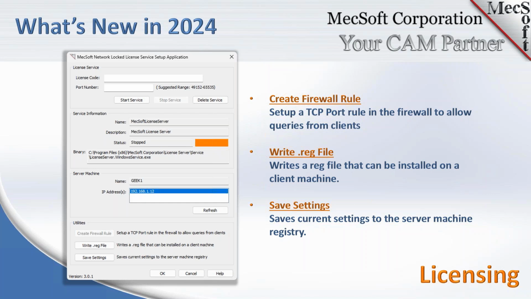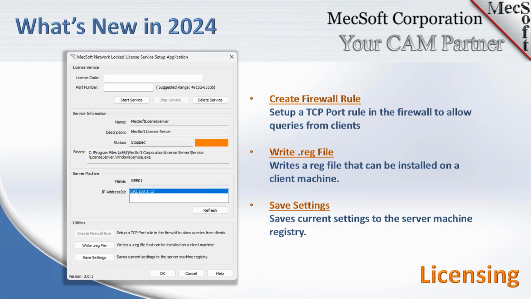What you're seeing is the network lock license dialog that comes up once you run the installer. The IT person will set this up on a server that all the client machines are accessing. The IT person will set up the license code and the port number to use. Then some diagnostic information will be displayed on the dialog, like the service information, and also the server machine itself, where you can choose the IP address of the server to associate with the application, so the clients can use that IP.